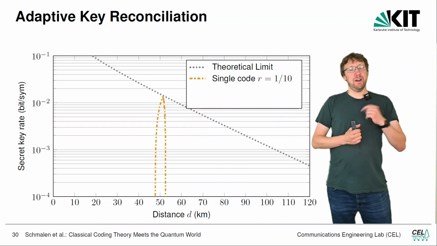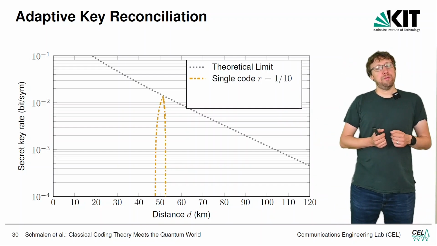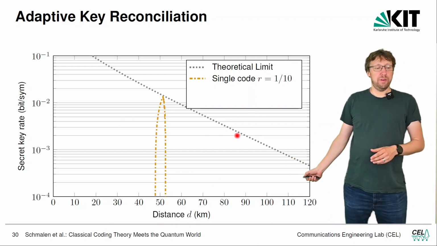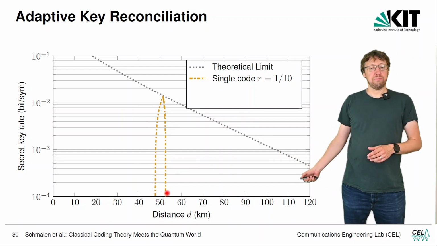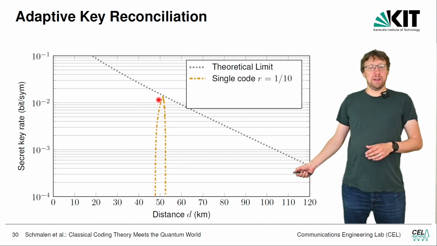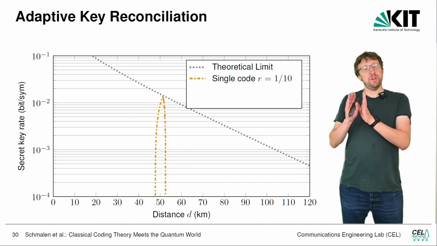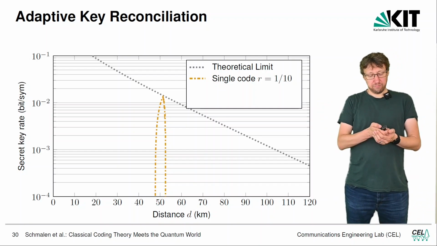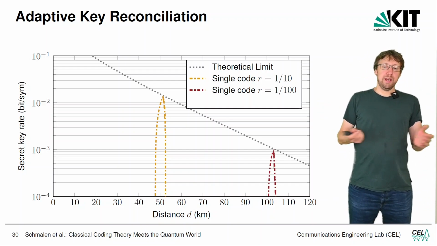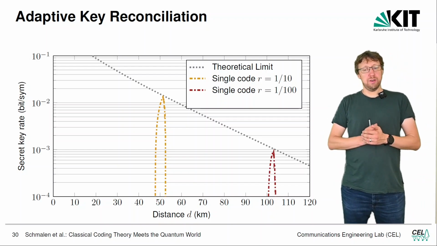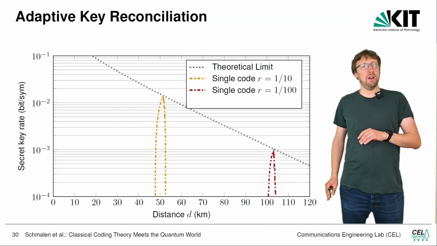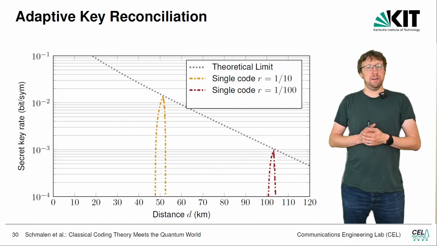And with a single code, so we design a code of rate 1/10, we can operate at a distance of 50 kilometers. And we can get a relatively good secret key rate only at a distance of 50 kilometers. And if we just deviate a little bit from 50 kilometers, it doesn't work anymore. Same if we take a code of rate 1/100, we can operate at a transmission distance of a little bit above 100 kilometers, but then it doesn't work anymore.